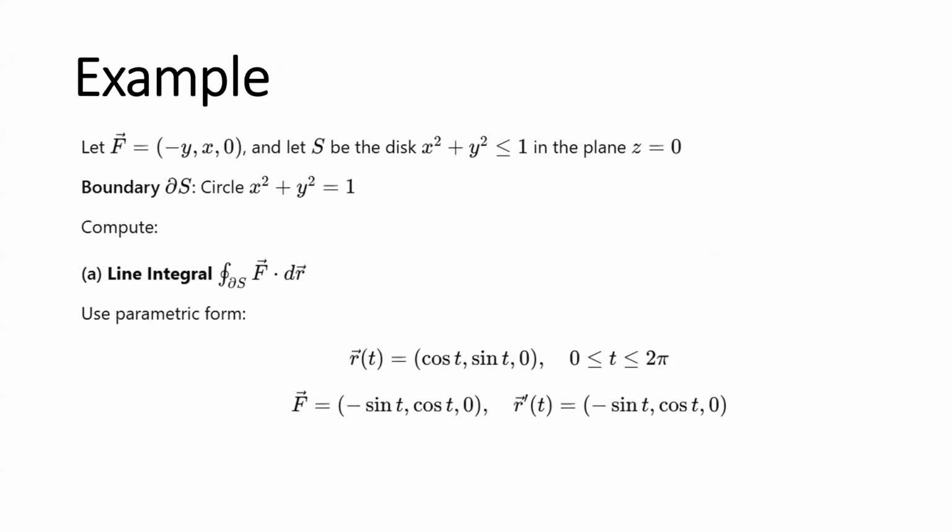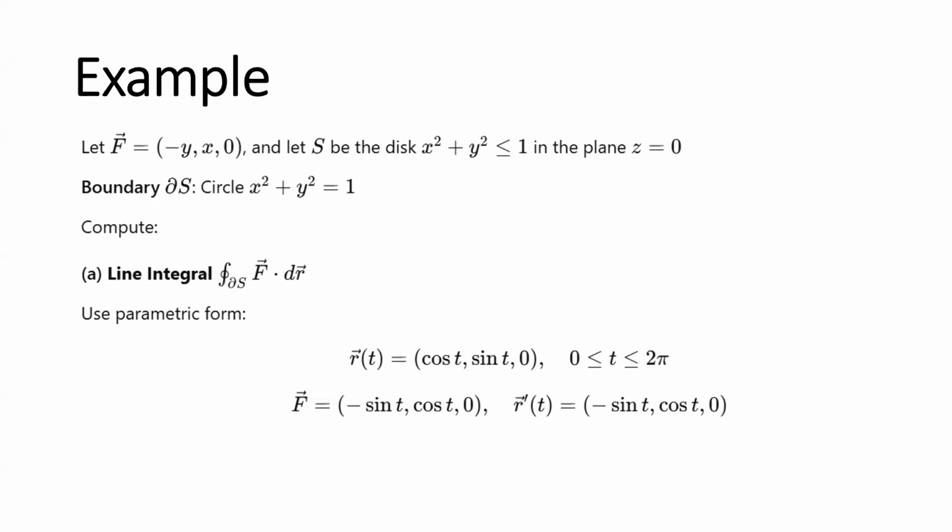To clear our views, we now need to see one example. The example says F equals (minus y, x, z), with z component 0. Let S be a disk x squared plus y squared less than or equal to 1 in the xy plane. The boundary of the disk, del S, is the circle x squared plus y squared equal to 1.